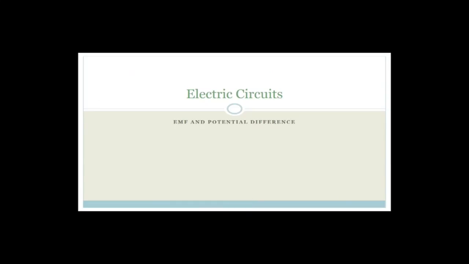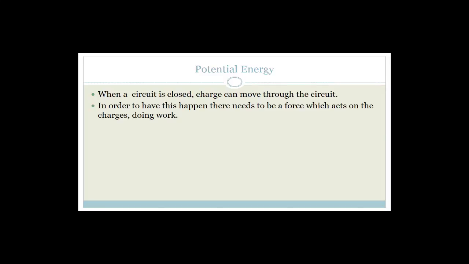Right, now let's start with electric circuits. We're going to start off with a little bit of revision of what you should already know from grade 9, and then we're going to move on. So let's talk about potential energy. When a circuit is closed, the charge can move through the circuit. The electrons can move through the circuit. In order for this to happen, there has to be a force which acts on the charge doing the work. The electrons don't just automatically start moving around the circuit.